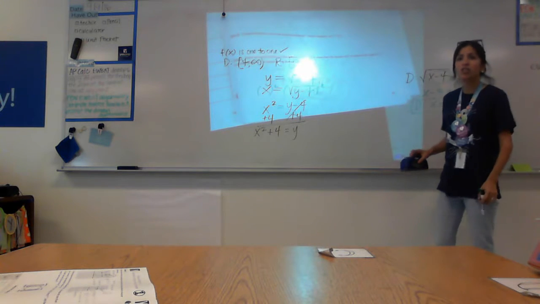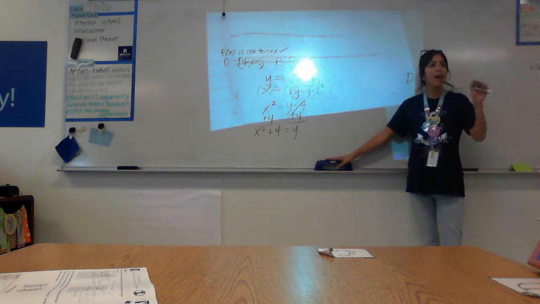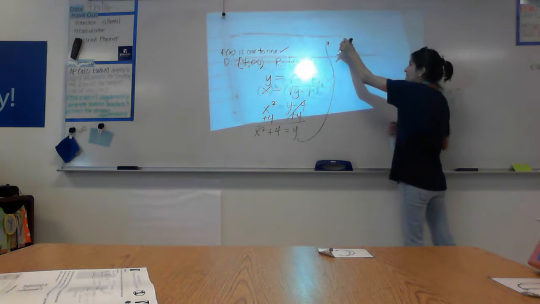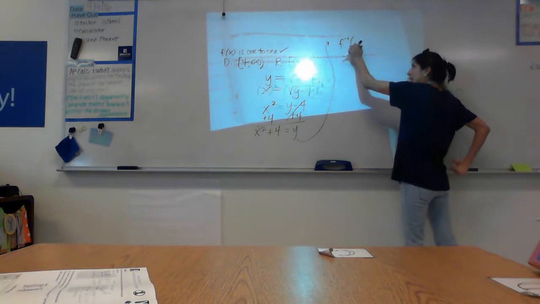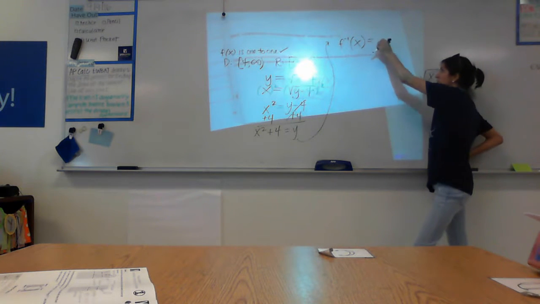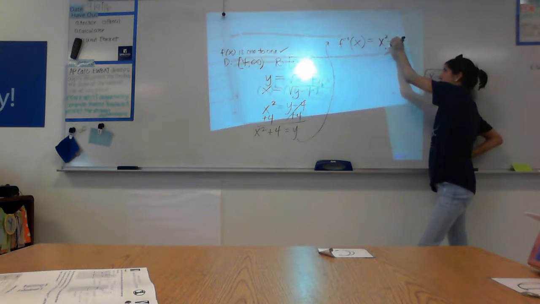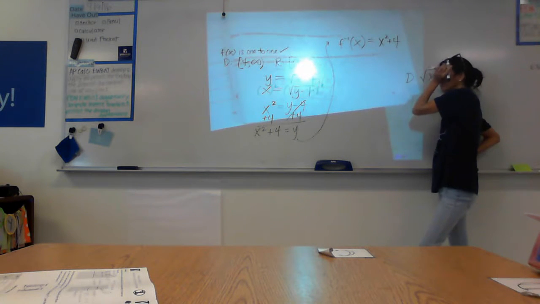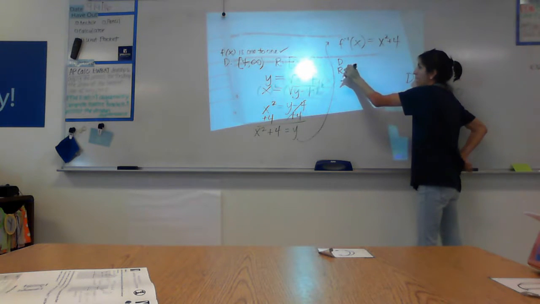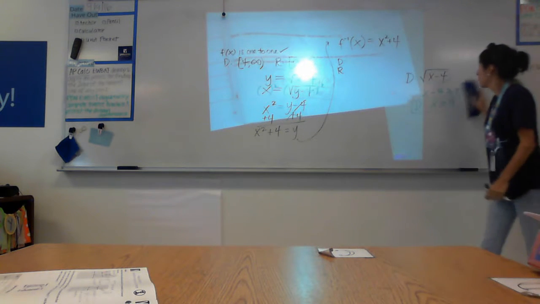In function notation, I call your answer f inverse of x. So when I come up here where I'm at on step 4, I'm not doing anything except renaming the y with fancier notation, and I still have x squared plus 4. And finally, I need the domain and the range of my inverse function.